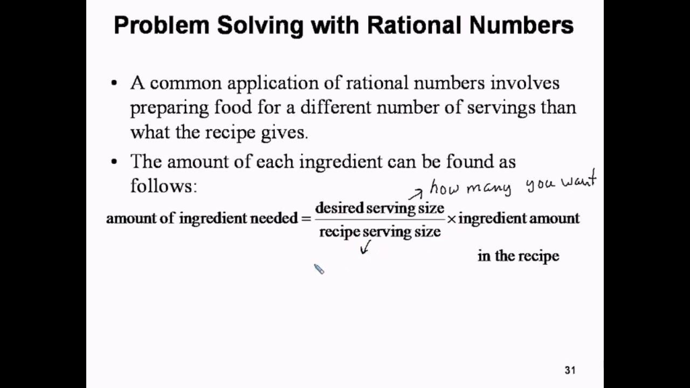Divided by how many it makes. And then you times that by the ingredient amount in the recipe. So if I want 10 servings and the recipe makes 6, I put 10 over 6, and then I multiply that by a cup, or 3/4 of a cup, or whatever the recipe said originally. So this is the formula for that.